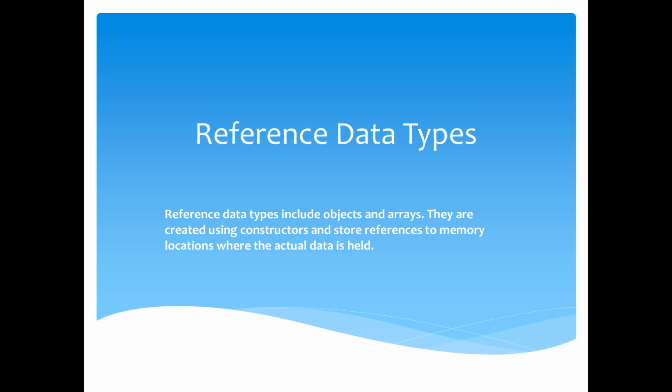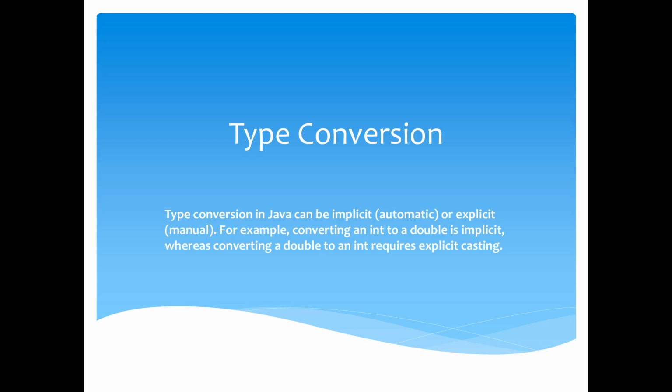Reference data types. Reference data types include objects and arrays. They are created using constructors and store references to memory locations where the actual data is held. Type conversion. Type conversion in Java can be implicit (automatic) or explicit (manual). For example, converting an int to a double is implicit, whereas converting a double to an int requires explicit casting.